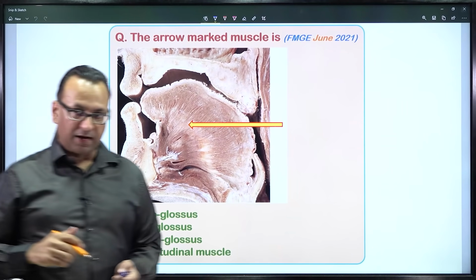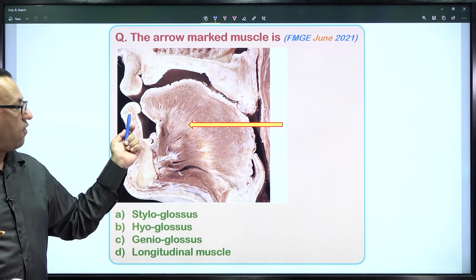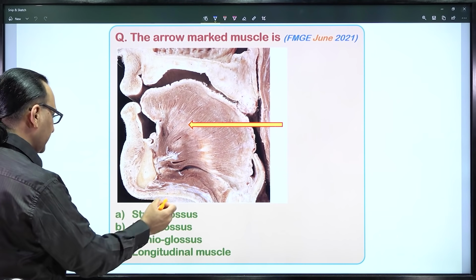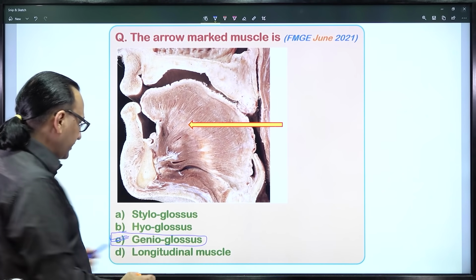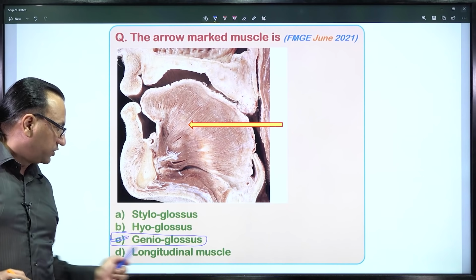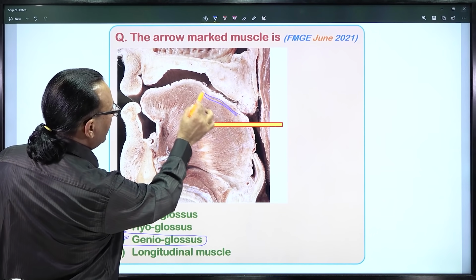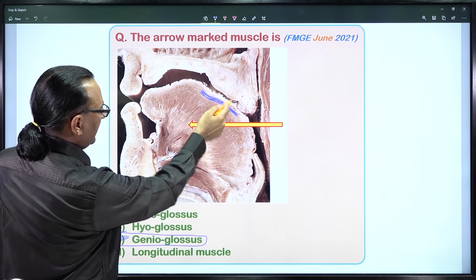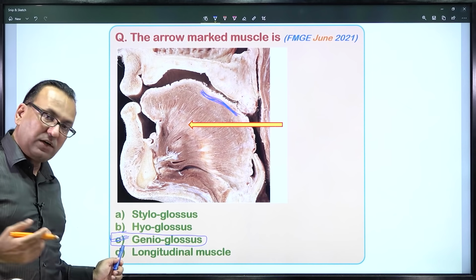And as we reach back to our answer, the arrow marked muscle is the largest of all, and the name is genioglossus. Choice number C is our answer. In this diagram, we could also see longitudinal muscle. I have already marked it. Superior longitudinal muscle is evident here. Some skeletal muscle fibers. But we keep our answer as choice number C here.